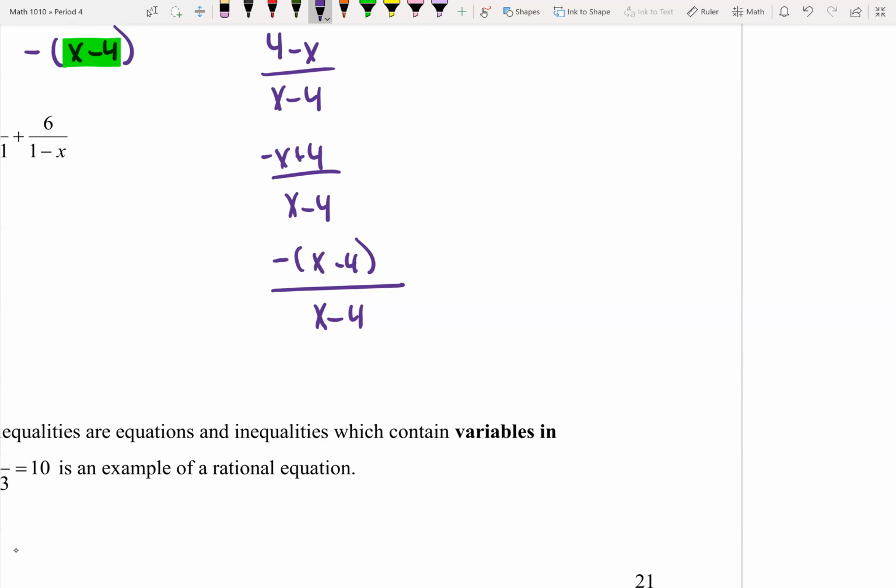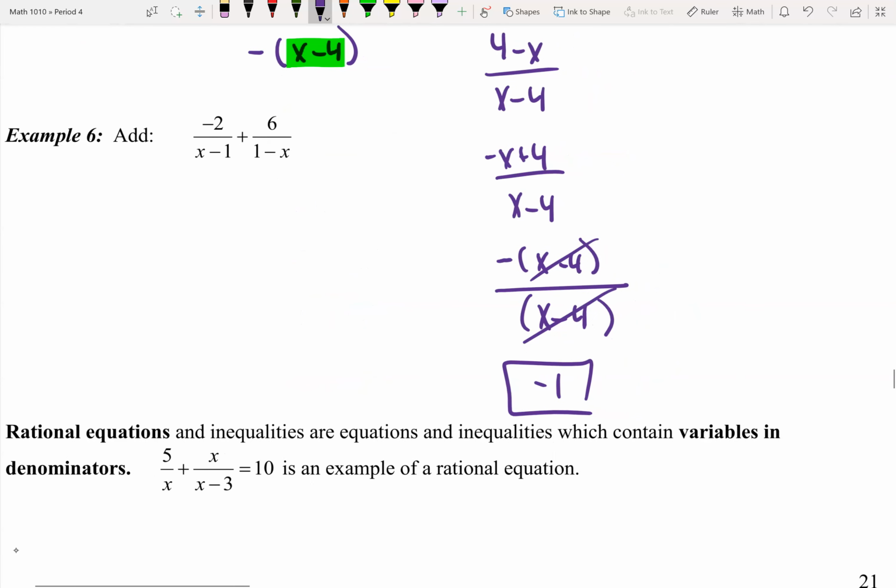Somebody talk to me about that. Now they cancel, because I have the exact same thing. So those cancel, and my final answer is a what, everybody? Negative 1. Yeah. Good. Okay, right here.